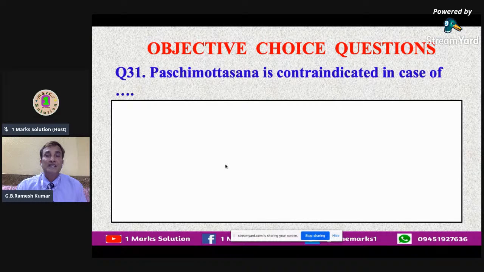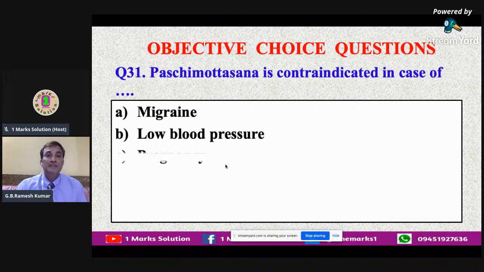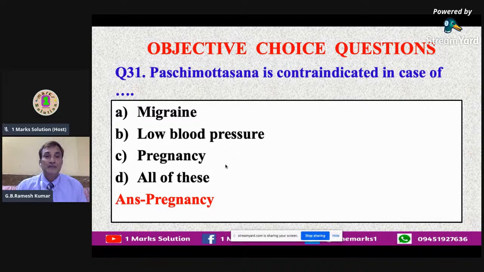Paschimottanasana is contraindicated in case of migraine, low blood pressure, pregnancy, and all of the above. Pregnancy, because Paschimottanasana is a sitting posture, and you are supposed to bend forward, with a lot of stress on the abdominal part. So people who are pregnant, especially women, are not supposed to do Paschimottanasana during the pregnancy time.